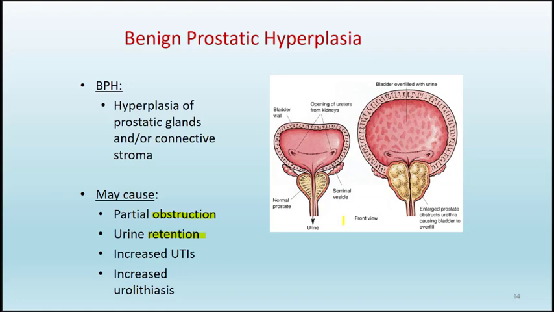It can also lead to an enlarged bladder, because the bladder itself may need to get larger and stronger just to be able to push urine past this obstruction. And then with the UTIs, just one more thing to mention is that waste products can accumulate and remain in the bladder, leading to an increased chance of the development of infection.